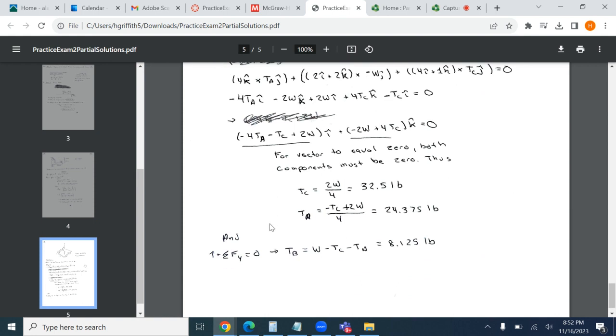And then if you sum all forces in the y direction for vertical equilibrium, you know that whatever portion of the weight that TC and TA aren't already overcoming has to be consumed by the tension associated with cable B. So that's how you can determine the tension in cable B.